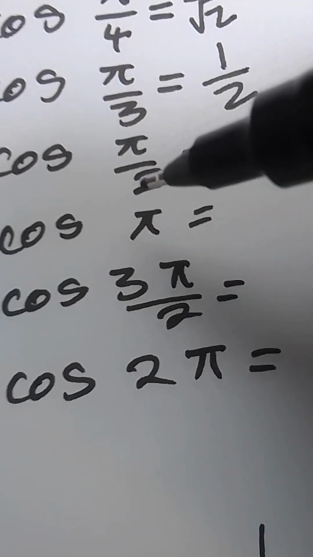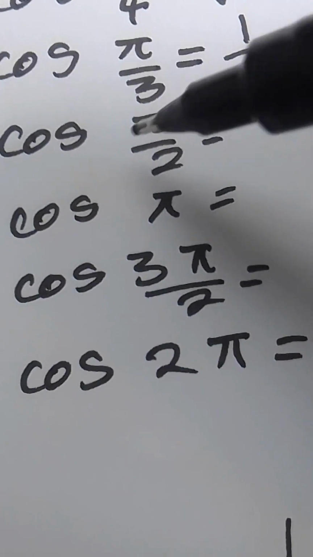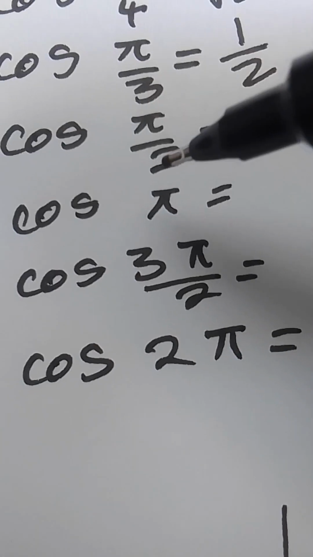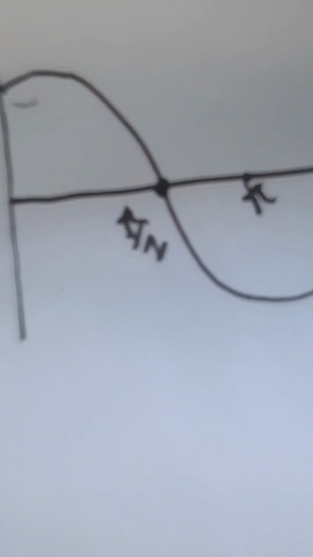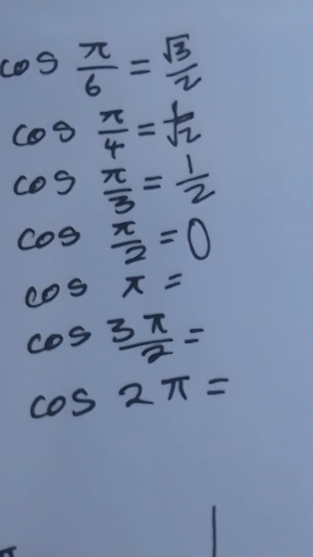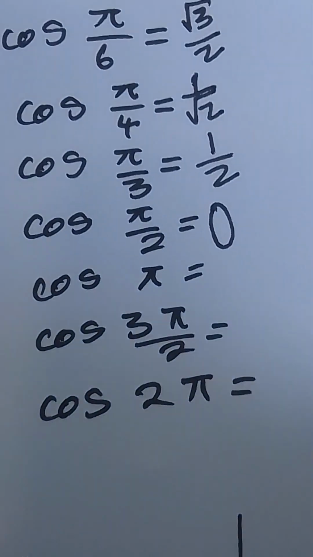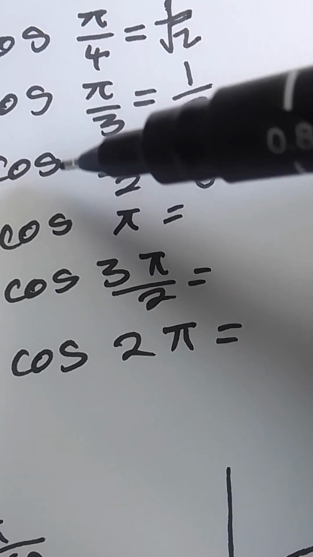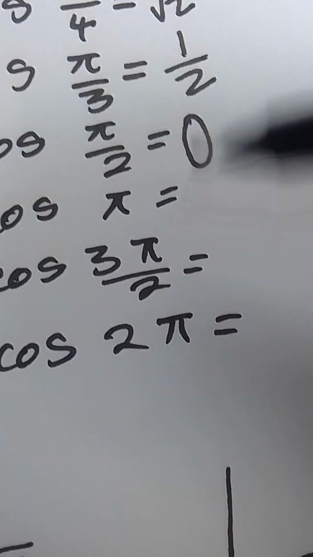Now, cos pi by 2. Cos starts at the top, it goes down, and at a quarter of the period, it's actually at 0. So you can see it here, pi by 2. At a quarter, it's at 0. Then cos pi, it's at a minimum at pi. You just imagine the graph. Halfway point, minimum, minus 1.